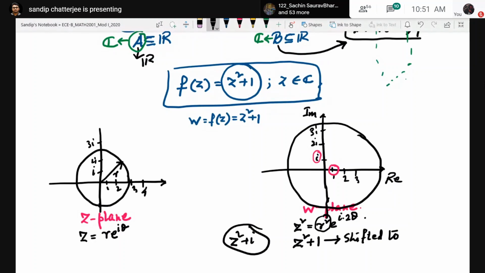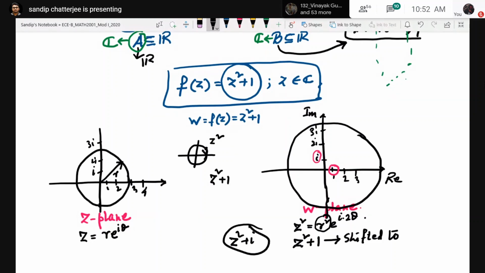Can you explain the shifting part of z square plus 1? If z square is this circle, or rather z square lies in this circle, can you tell me in which circle z square plus 1 will lie?